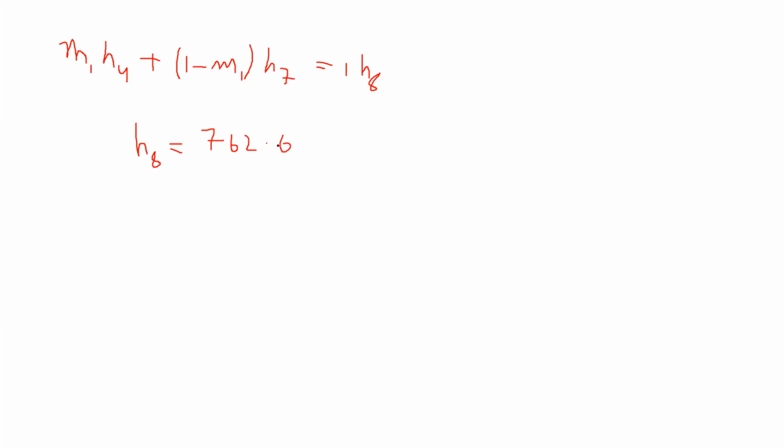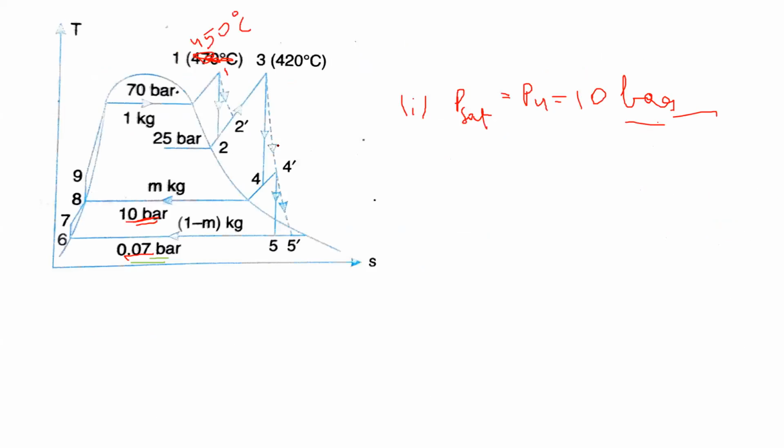Also, I have to find the HF value for H7, and I'm taking that at saturated liquid only. Why has that happened? Usually the problem states that you have to neglect the pump work. For this condition, H6 and H7 are equal. So you have to take the HF value at the sixth state as the H7 value, that is at 0.07 bar.